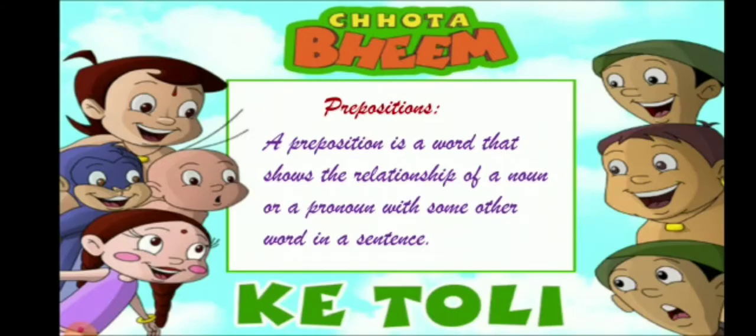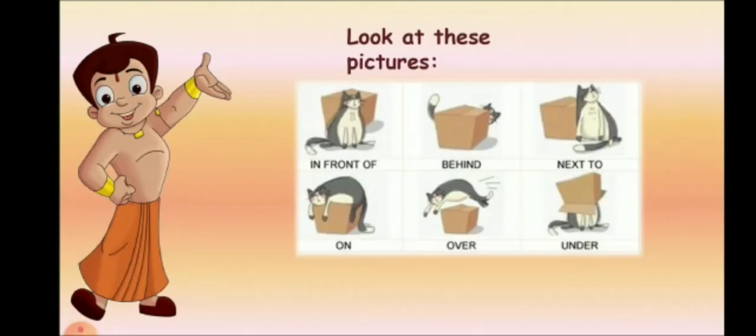So, a preposition is a word that shows the relationship of a noun or a pronoun with some other word in a sentence. Prepositions are words that show a connection between other words. Most prepositions are words like at, in and on. Some prepositions are groups of words like out of, on top of, in front of, in the middle of.